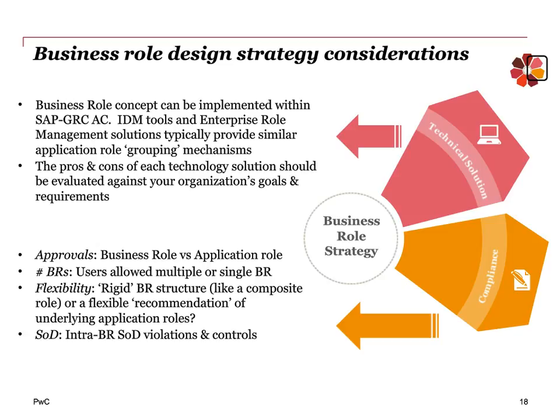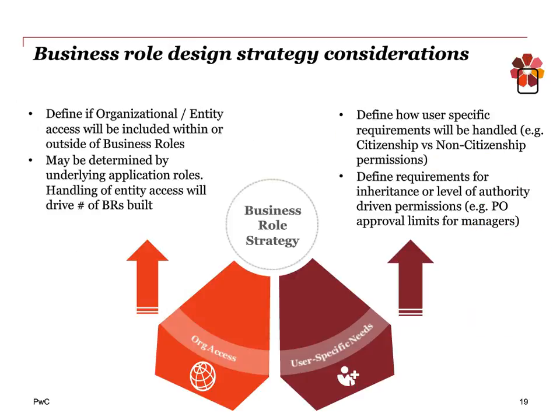And then one last is also evaluating whether you want to have users the option of having just one business role or multiple business roles. That also comes into play from a compliance perspective in managing segregation of duties. And then the final two considerations get more specific around the organizational access a user needs. So for SAP, this would be your company codes, plants, purchasing organizations, et cetera. So do you include these in your business roles or not? And if you do, you may end up having multiple copies of business roles. A lot of this may depend on your underlying application roles and how those are structured. But it's a decision point you need to make up front of how you're going to handle organizational access.